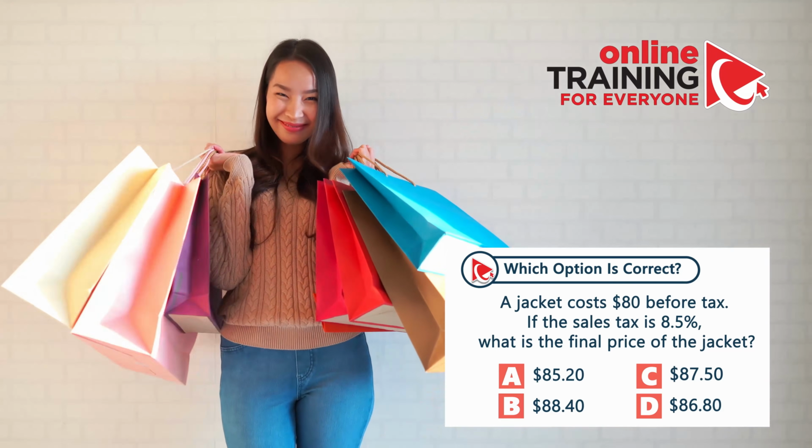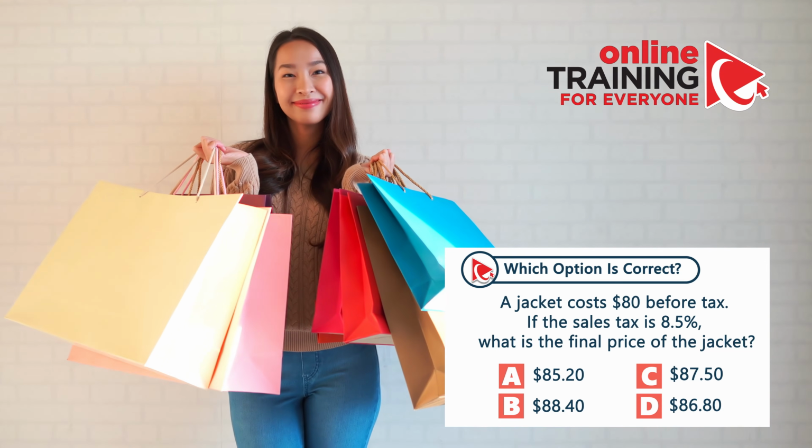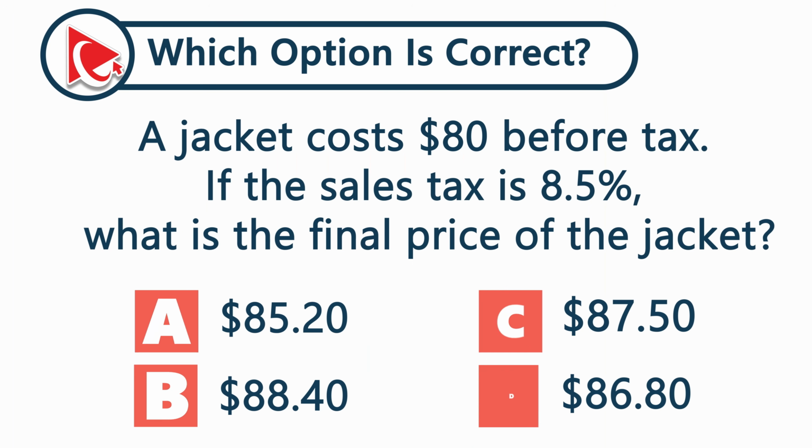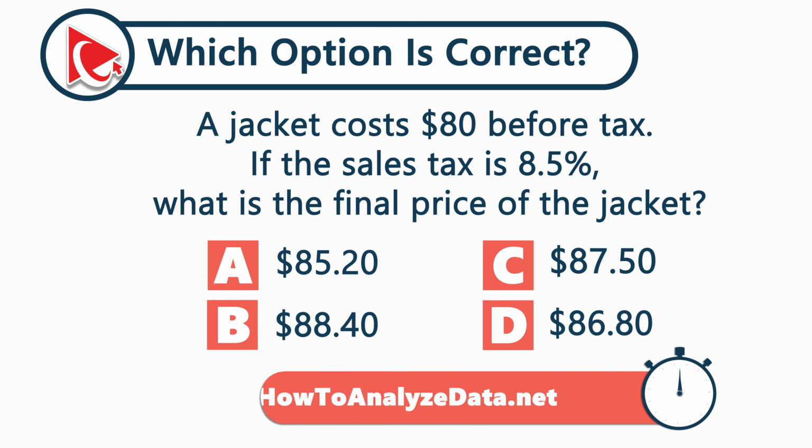Shopping math time. Ever wonder how tax sneaks into your final bill? Let's find out with this quick problem. You're buying a jacket that costs $80. The sales tax is 8.5%. So what is the total you actually pay?